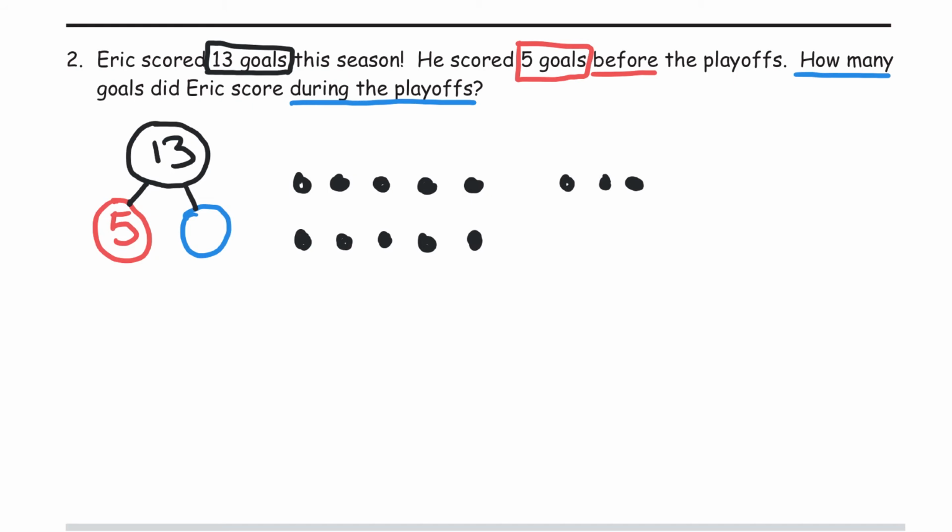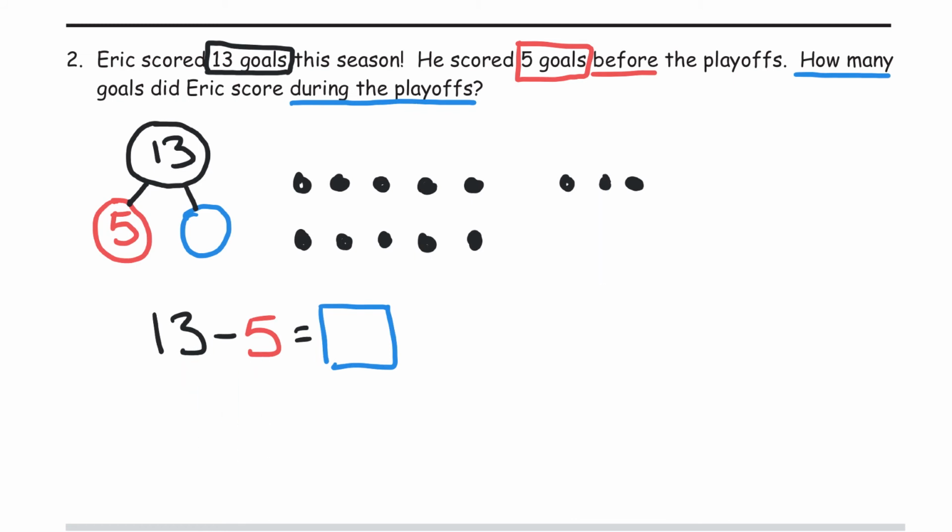Yeah, that's right. We have 13, we know, and we're going to take out or subtract the 5 that he made. So let's go ahead and write that down. So we have 13 minus our 5 equals, and that's going to be our mystery number. So we've got it all set up here. We've got our 13 goals drawn out. We're going to be subtracting 5.